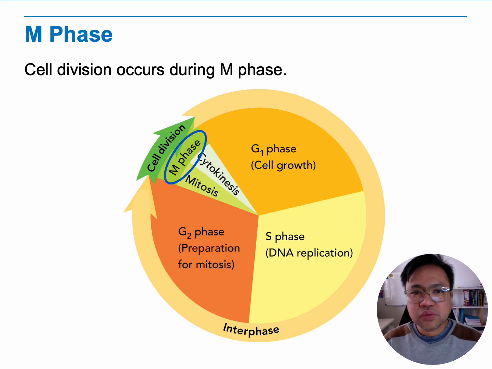Now, let us focus on the M phase of the cell cycle. Unlike interphase, the M phase is much shorter, but it plays a critical role. This phase results in the formation of two daughter cells, ensuring the continuity of life. The M phase begins with mitosis, where the cell's nucleus divides. Mitosis itself can be broken down into four distinct phases, each contributing to the separation of the duplicated chromosomes.